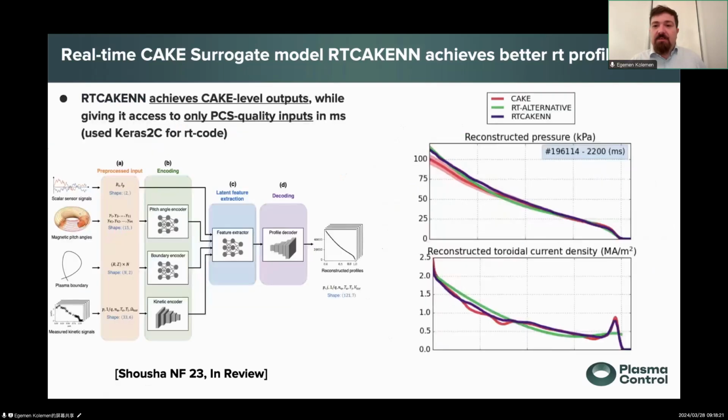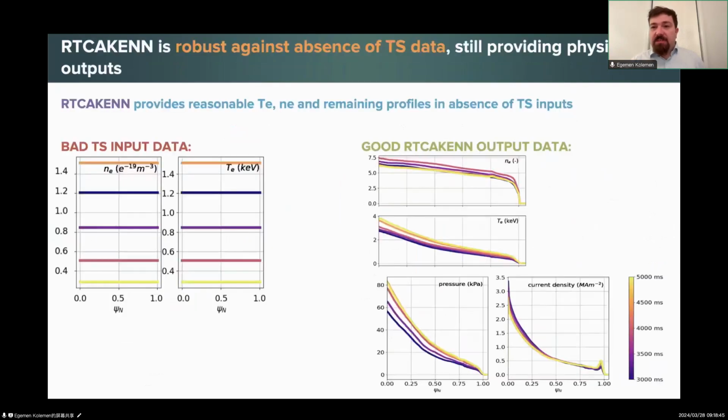And you say, that's nice. Okay, you're showing another surrogate model. That's nice. But one nice thing about this is that it's very robust. Here you see the real-time alternative. It basically doesn't go to the edge, the green one here. But RT cake, the real-time KNN, the neural net version, works perfectly well. And you say, okay, that's fine, but what is interesting about it?